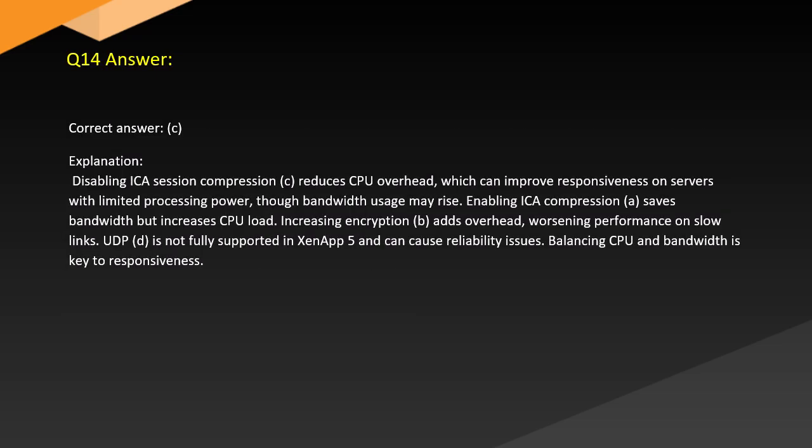Answer. Correct answer: C. Explanation. Disabling ICA session compression (C) reduces CPU overhead, which can improve responsiveness on servers with limited processing power, though bandwidth usage may rise. Enabling ICA compression (A) saves bandwidth, but increases CPU load. Increasing encryption (B) adds overhead, worsening performance on slow links. D is not fully supported in XenApp 5 and can cause reliability issues. Balancing CPU and bandwidth is key to responsiveness.